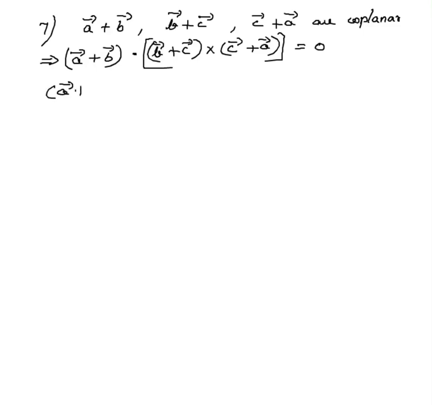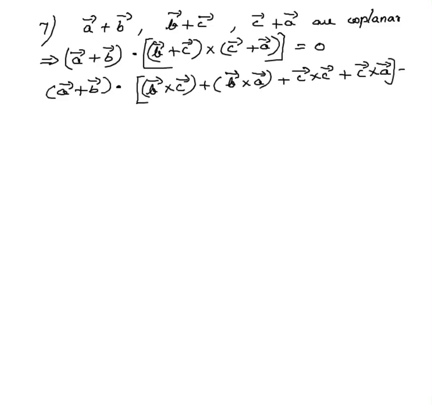Vector A plus vector B dot, we will use distributive property. We get B cross C plus B cross A plus C cross C, which is 0, plus C cross A is equal to 0. C cross C is 0. And now we will distribute this dot. A dot B cross C plus A dot B cross A and plus A dot C cross A.